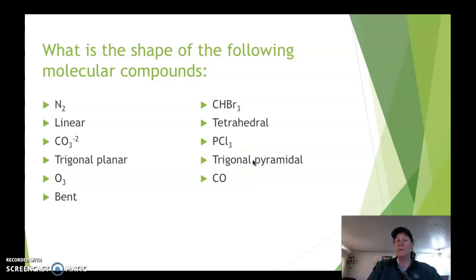In CO, carbon monoxide would be carbon with a triple bond oxygen. It's only 2. Whenever it's only 2, this guy, it has to be linear. There's no other option because there really is no central atom. Okay?